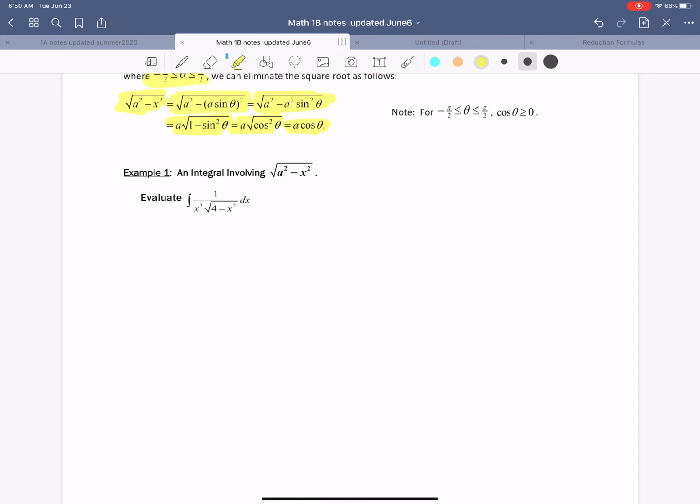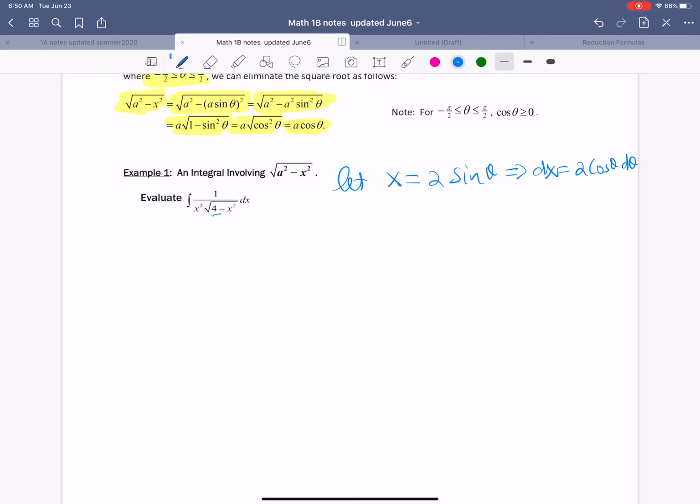Square root of a squared minus x squared. So this one looks like I do have x squared in the back, so I'm going to use the substitution here. What's my a? If you compare 4 with a squared, that tells me a is equal to 2. So I'm going to let x equal 2 sine theta, and this will give me dx equal to 2 cos theta d theta.